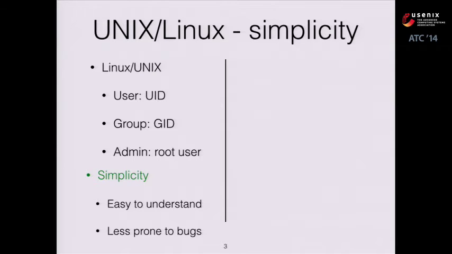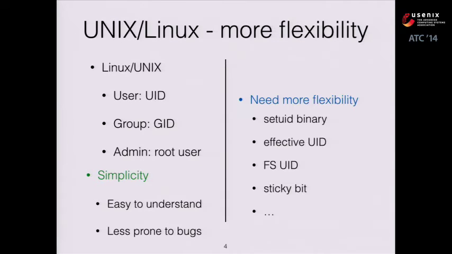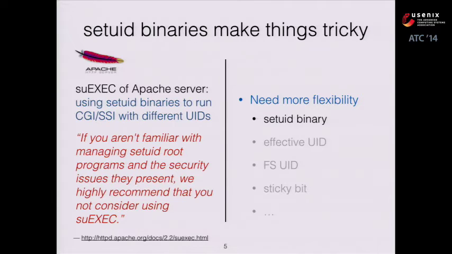Operating systems like Unix and Linux choose simplicity over flexibility. They are based on simple concepts like users and groups, and there's a centralized administrator called the root user. However, this model is too rigid, and people have found the need for more flexibility. Therefore, things like setuid binaries are included into this mechanism. And they do make the mechanism more flexible. But on the other hand, they also make things tricky.